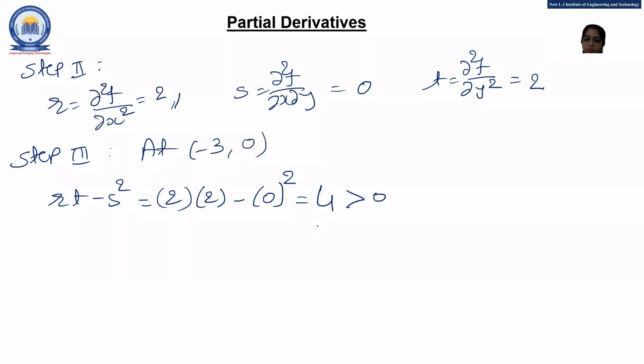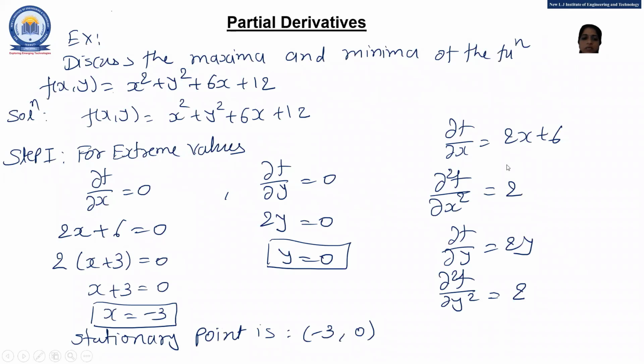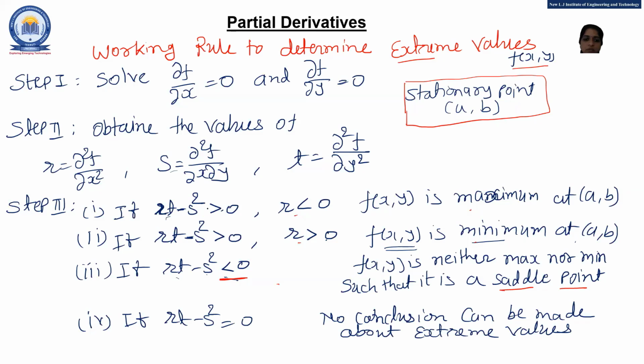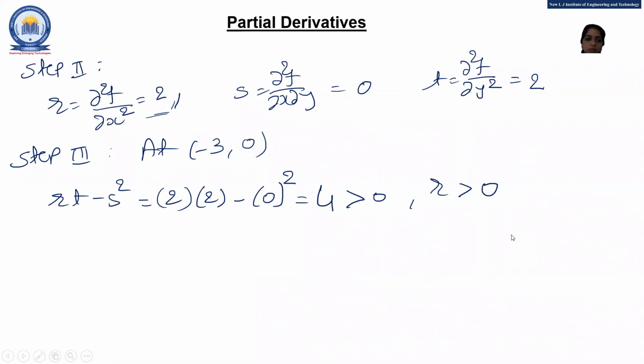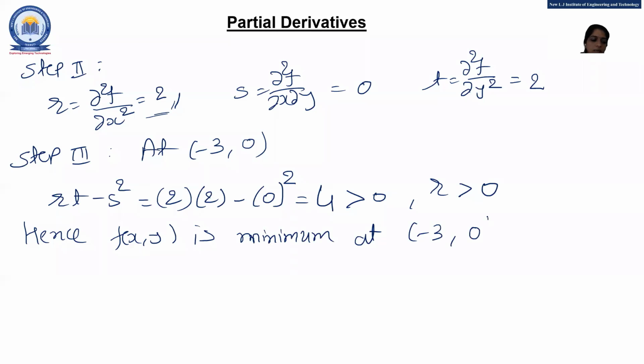So it is positive, right? And my R is what? R is again positive. R is 2. So it is positive. So as per the working rule, if my RT minus S square is positive and R is also positive, at that time my function is minimum, right? Hence f of x y is minimum at -3 and 0.